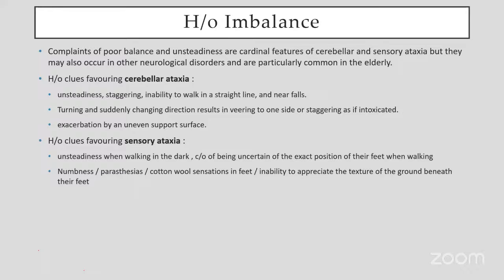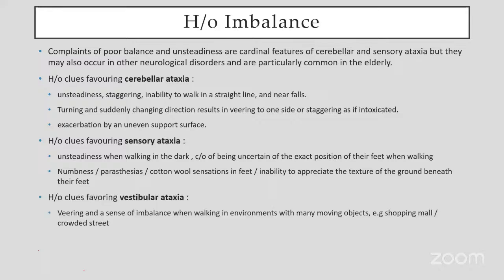History clues favoring sensory ataxia: unsteadiness when walking in the dark, complaints of being uncertain of the exact position of their feet when walking. The patient may also complain of numbness, paresthesias, cotton wool sensations, or inability to appreciate the texture of the ground beneath. History clues which favor vestibular ataxia are veering and a sense of imbalance while walking in environments with many moving objects, for example a shopping mall or a crowded street.